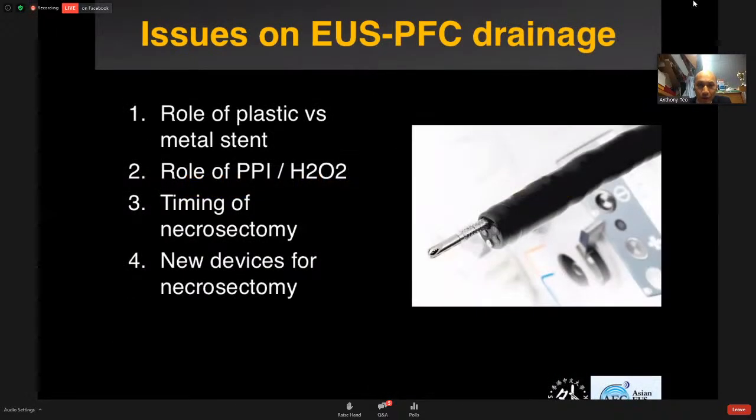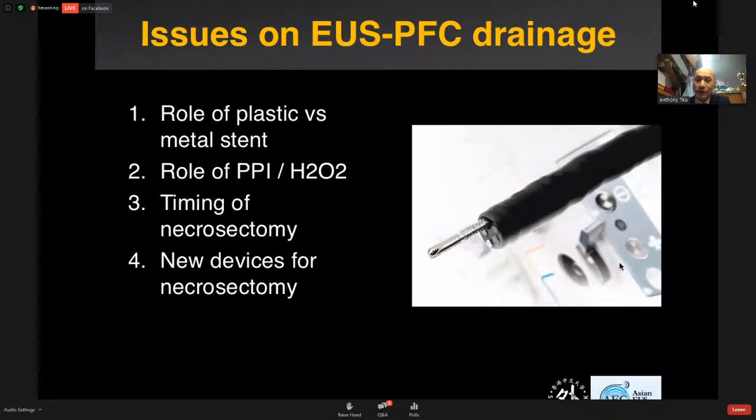So for PFC drainage, I think this has become standard in many centers, so I'm not going to go through too much of the background. I think there are a number of issues that still need to be resolved. Firstly, whether the newly available metal stent actually provides additional advantages over plastic stent, and the role of PPI versus H2O2 in terms of reducing the need for necrosectomy. After drainage, what is the timing for necrosectomy?